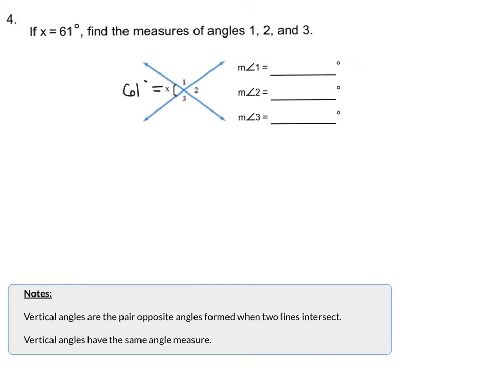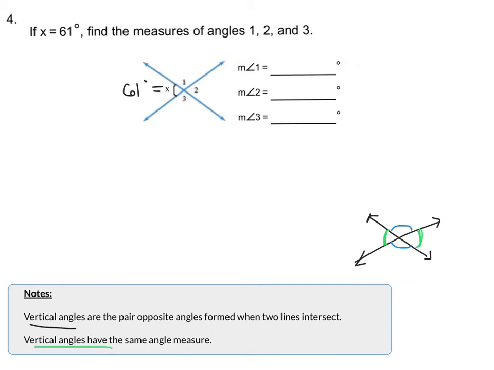If we look down at our notes, we need to know what vertical angles are. Vertical angles are the pair of opposite angles formed when two lines intersect. So for instance, if we have two lines that intersect, then the vertical angles would be in this position. So they're the pair of opposite angles. Here we have vertical angles, and then we also have another pair of vertical angles that are here. So the two green are vertical and the two blue angles are vertical.